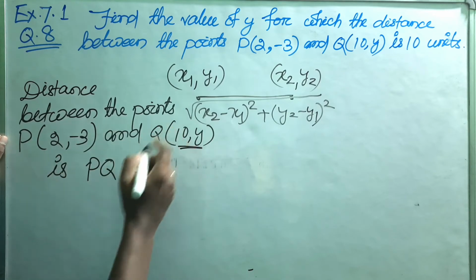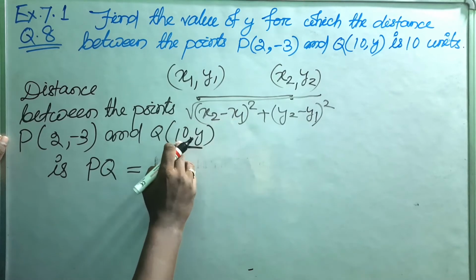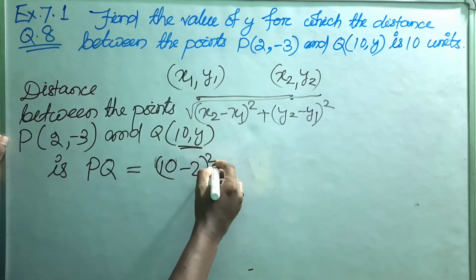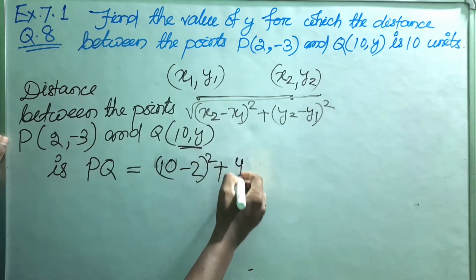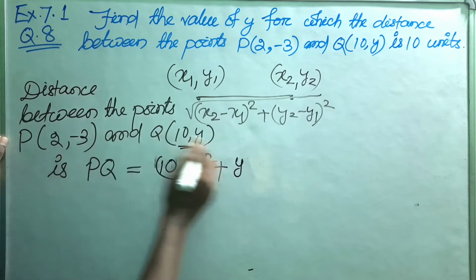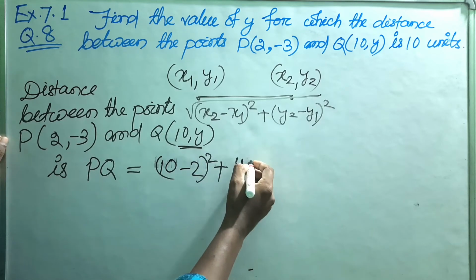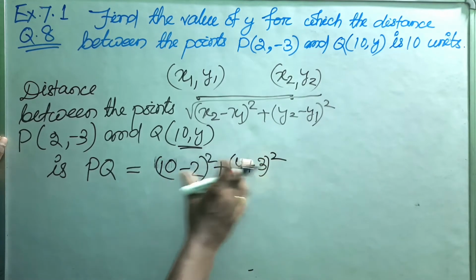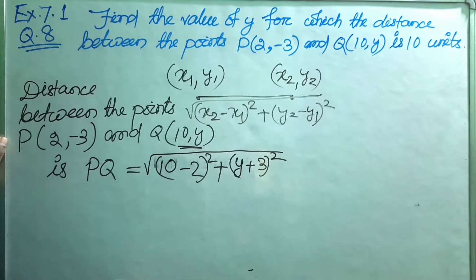Now here this is x2. Now we will apply this formula, x2 minus x1. So (10 minus 2) square plus (y2 minus y1), so y minus minus 3. If you write minus minus 3, that means minus minus will be plus. So you can directly write here (y plus 3) square, because it will be easier for you to write. Now square root of this one.